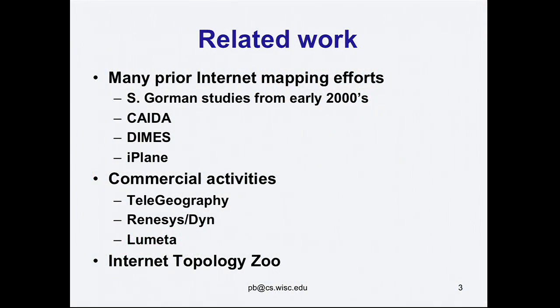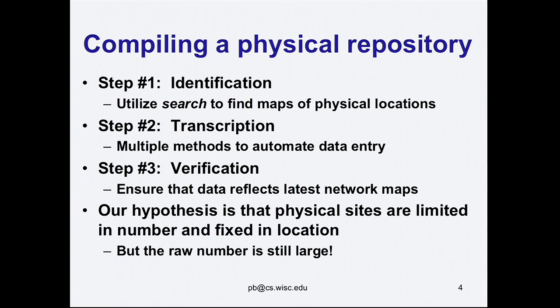There have been related efforts, especially organized around gathering measurements using layer 3 techniques, at CAIDA, in Israel the DIMES project, and right across the street here at UW the iPlane project. And of course, there are the relevant commercial activities from the groups that are listed. The other project that's most related to ours is the Internet Topology Zoo effort that's been carried out at the University of Adelaide in Australia. So what does it take to compile a physical repository of the internet? Well, first and foremost, we rely on search to find maps of the physical locations of infrastructure.